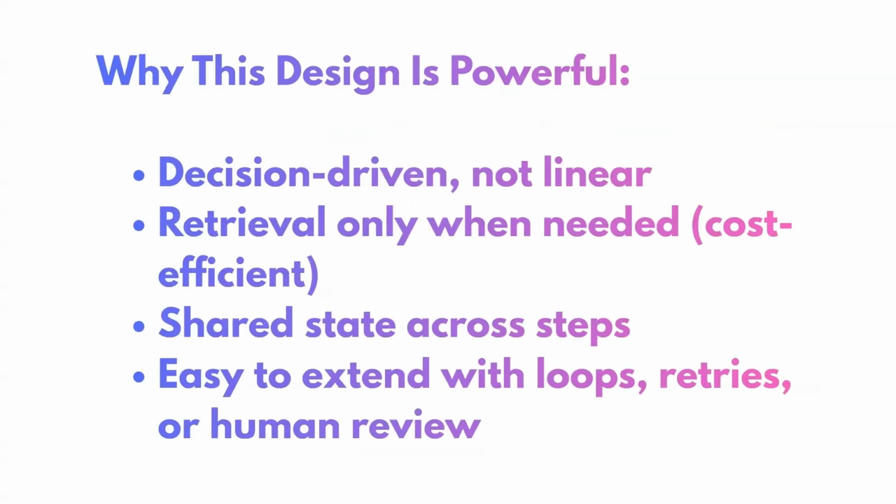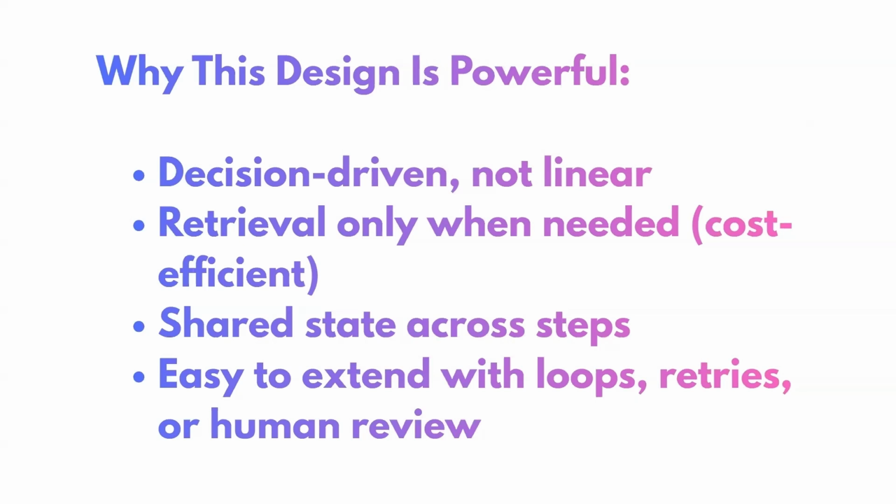Before we go for the implementation, let's first understand why our search design is powerful. The very first point is decision driven, not linear. Unlike traditional AI pipelines that follow a straight line from start to finish, this system thinks before it actually acts. It makes decisions at runtime, choosing the best next step instead of blindly following a fixed order.